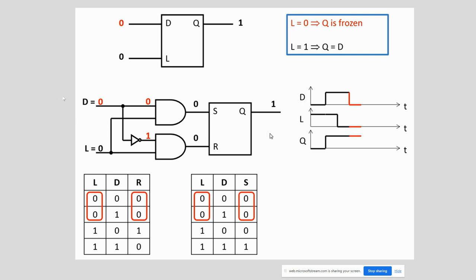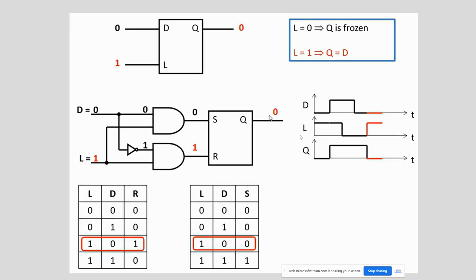Let's have a look here. Here again, we have both D and L as 0. So the rule says if L is 0, Q is frozen. So regardless, my input here is 0, it still stays frozen due to L being low. So let's have a look at this example.